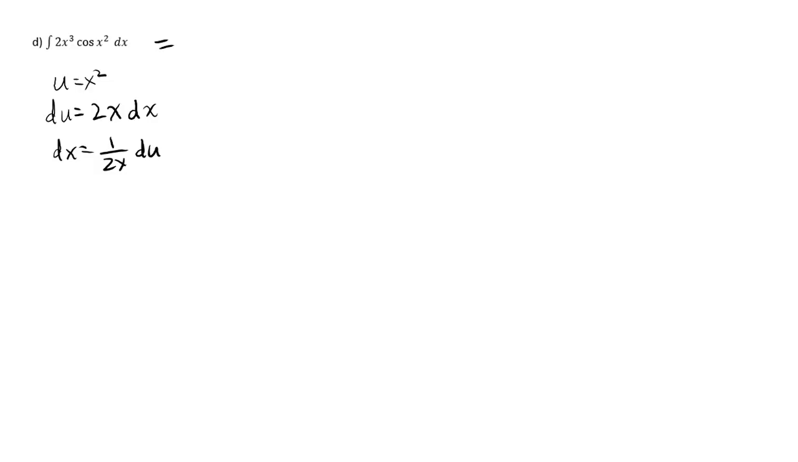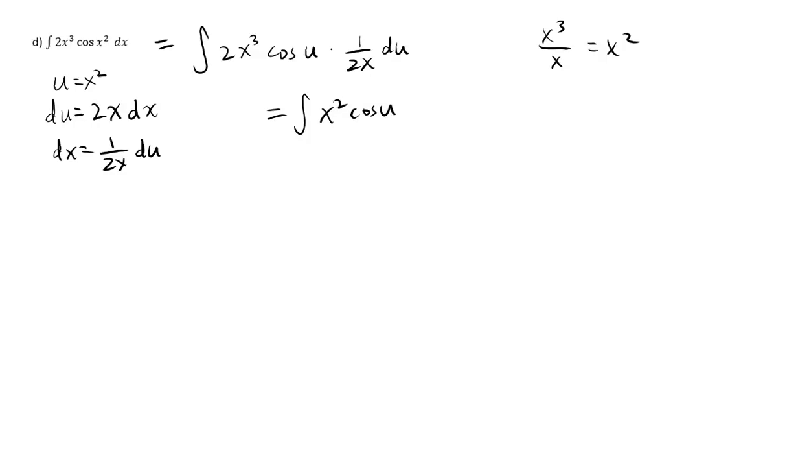So this is an integral of 2x cubed cosine of u, and then times 1 over 2x du, and the 2 cancels. X cubed divided by x, what's that? X cubed divided by x is x squared, because this is x times x times x divided by x, so x is cancelled and you have x squared. So you have x squared cosine of u du, and this is not so satisfactory because you still have an x there. So we need to figure out what to do with this x.